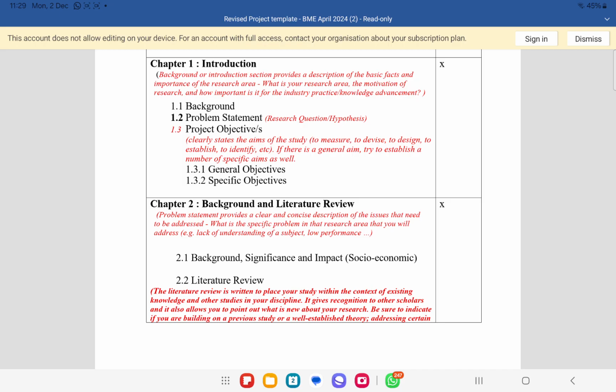Now what are the specific things that can be achieved in order to get the general objective? That is called the specific objective. In other words, if I have a general objective, I can split the general objective into what you call sub objectives.